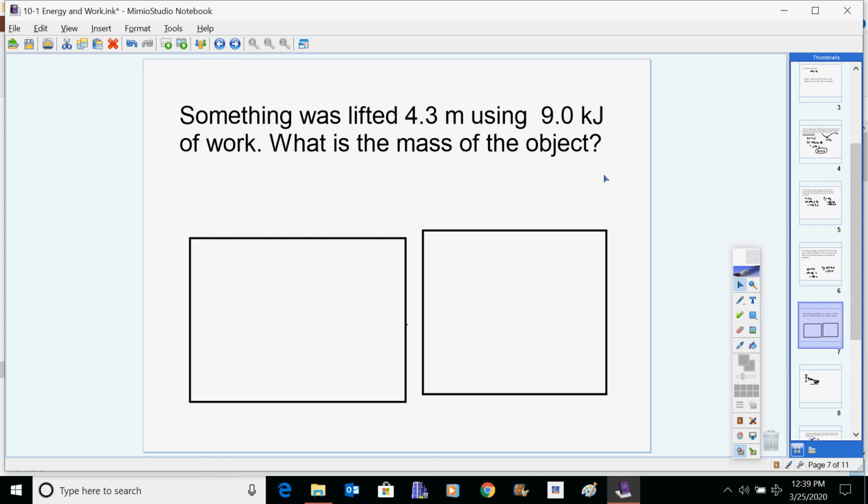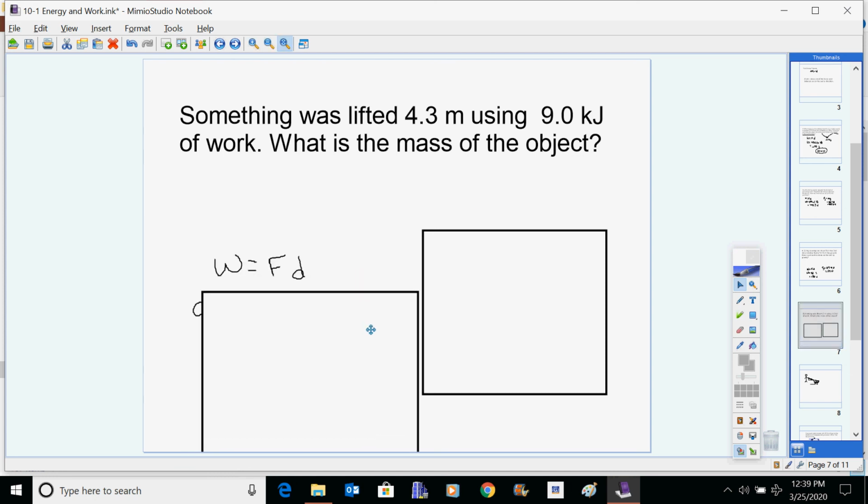We need to bring back our remembrance of prefixes here as something, and I ran out of creativity, so it's just something, whatever it is, was lifted 4.3 meters, and in order to do that, the amount of energy was 9 kilojoules of work. So if you are talking about 9 kilojoules of work, remember kilo means 1,000, so it's 9,000 joules. So our question is what the mass of the object is.